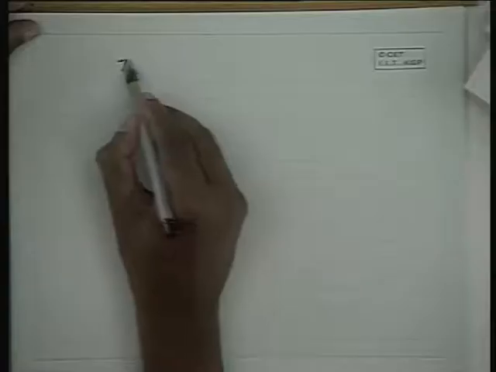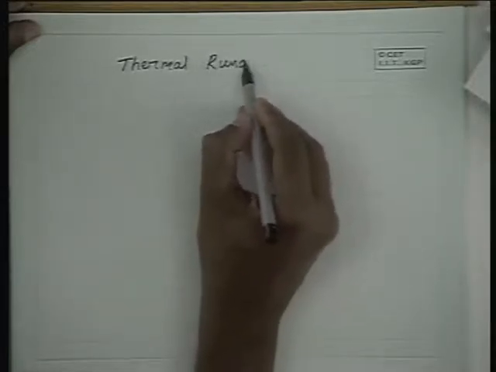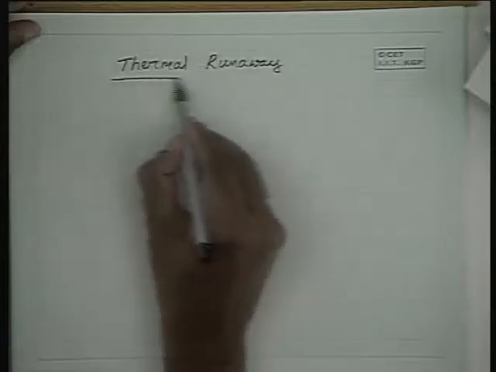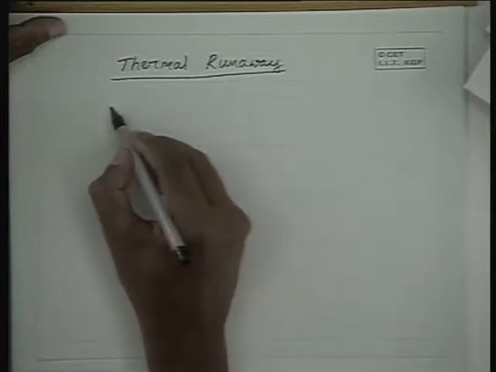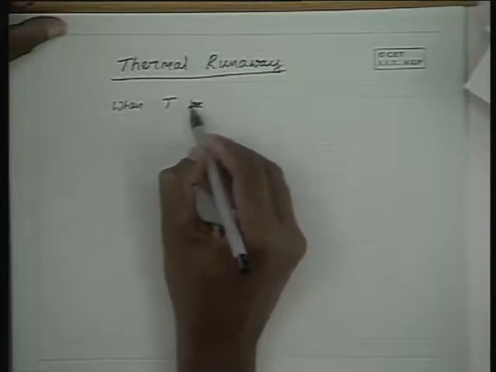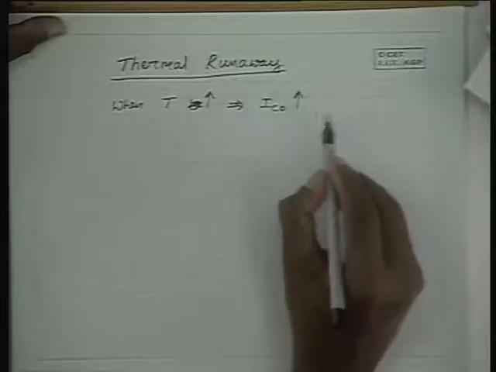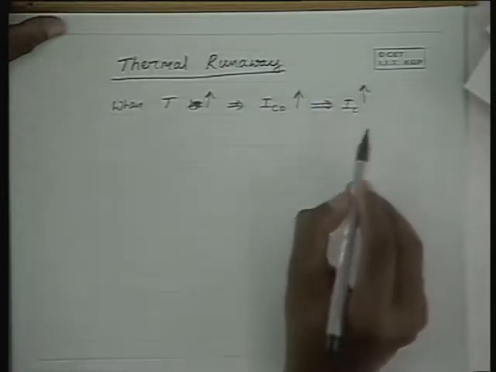Now let me discuss a situation known as thermal runaway. As I have already explained earlier, when temperature T rises, IC naught rises, and when IC naught rises, IC rises, collector current rises.